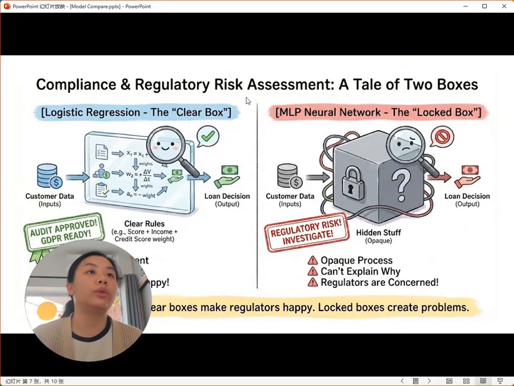Next is the regulatory risk. It's also the winner, logistic regression. It can be explained and it has very clear rules. It doesn't have any regulatory risk, I believe. But for MLP, we cannot explain why we get the result, and it may cause some regulatory risk, because the regulators can be concerned about it.